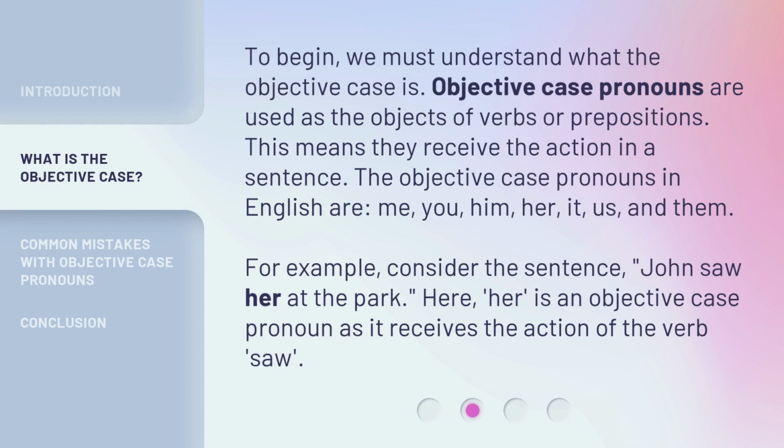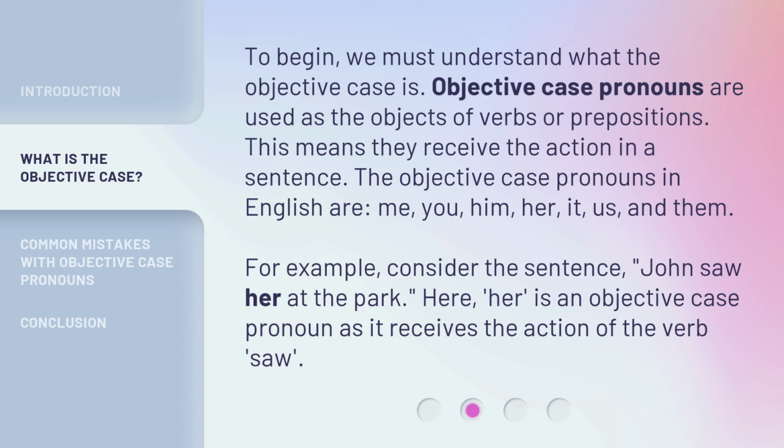To begin, we must understand what the objective case is. Objective case pronouns are used as the objects of verbs or prepositions. This means they receive the action in a sentence. The objective case pronouns in English are me, you, him, her, it, us, and them.